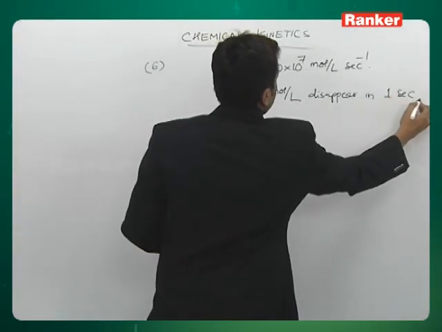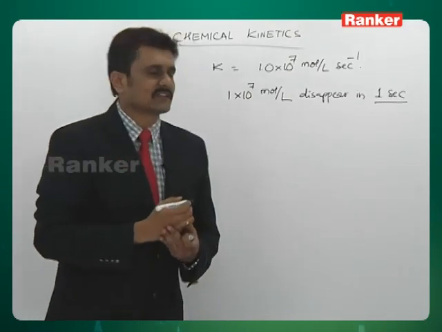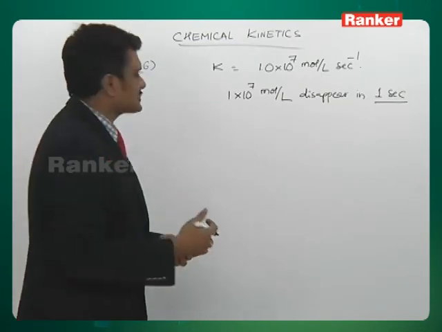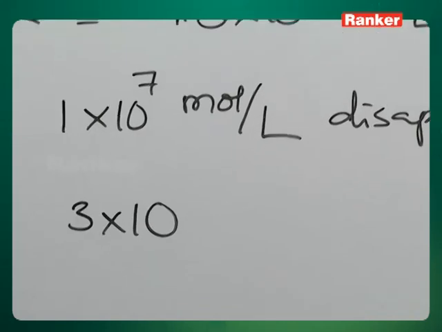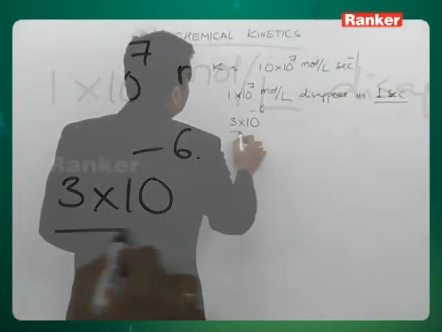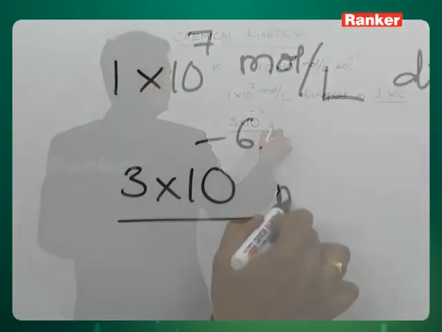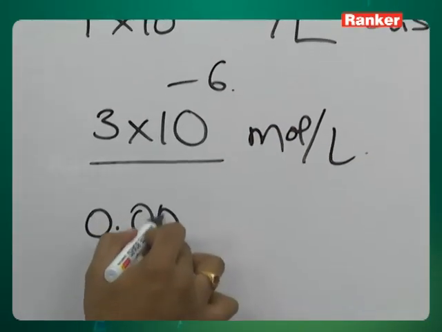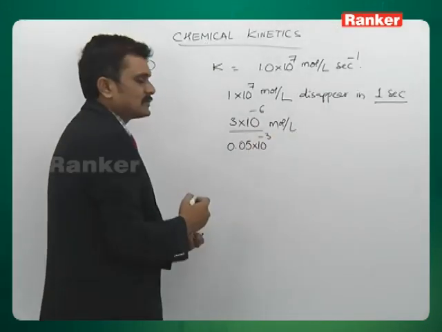So if such a drop, which is having that much of H plus ion, is disappearing in 1 second, we have here one drop which is having the concentration equal to 3 into 10 to the power minus 6 mole of H plus present per 0.05 milliliter. I am getting this many moles, and when I am substituting here 0.05 milliliter, I am going to convert it into liter by dividing it by 1000.